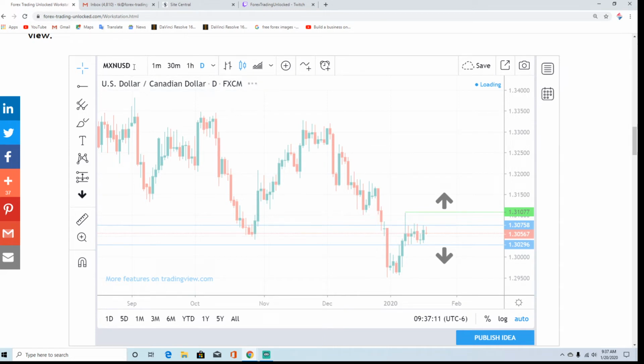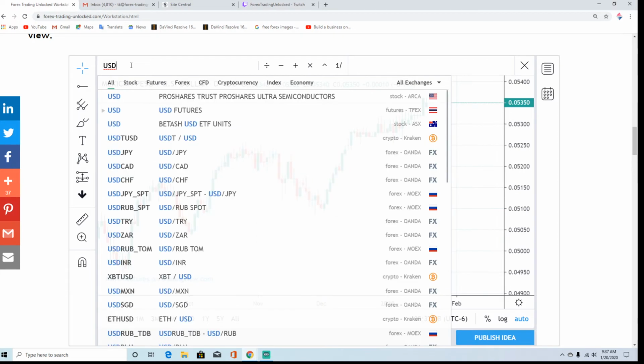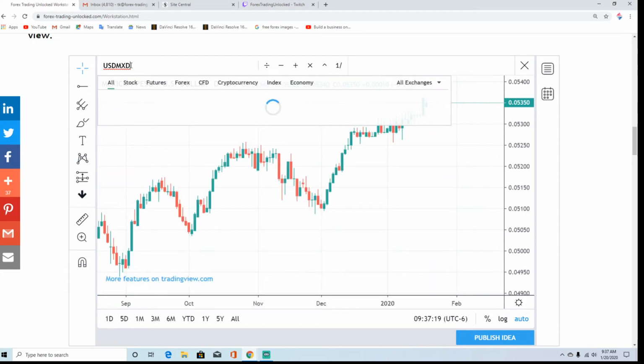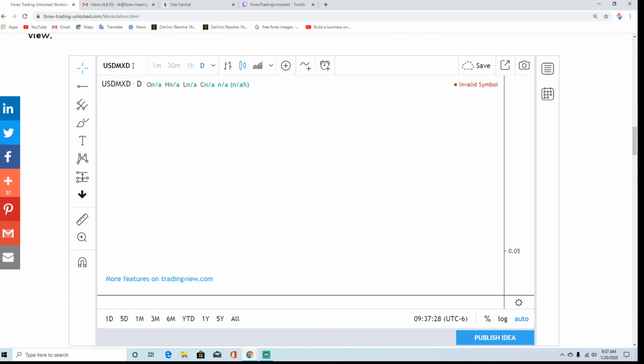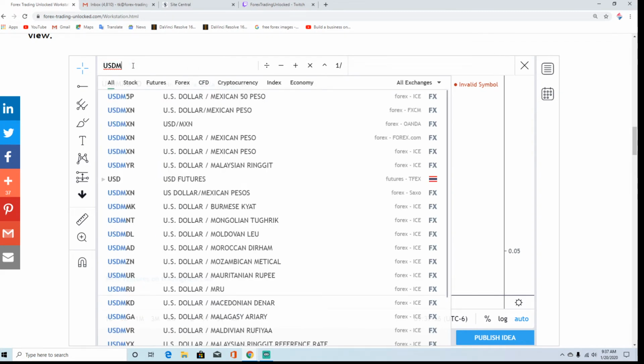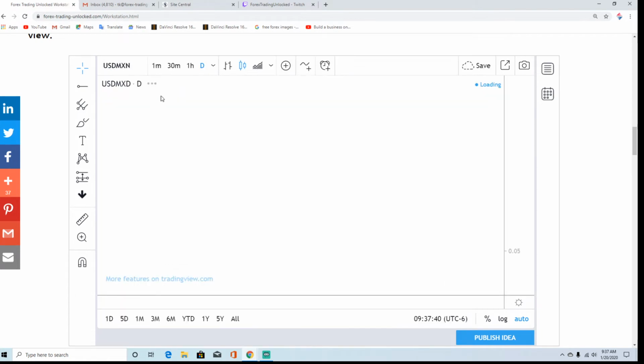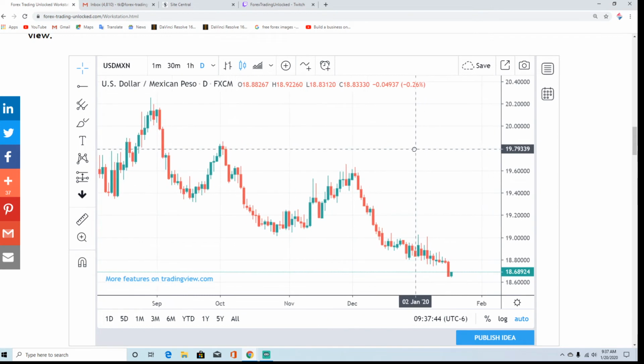Those of you who are planning your spring break trips, take a look at this trade, the U.S. dollar Mexican peso currency cross. So this market, what did I do here? U.S. dollar Mexican peso. That should be it. Yeah, okay, here we go. Now it's loading up. So for those of you that are planning a spring break trip, take a look at this one.